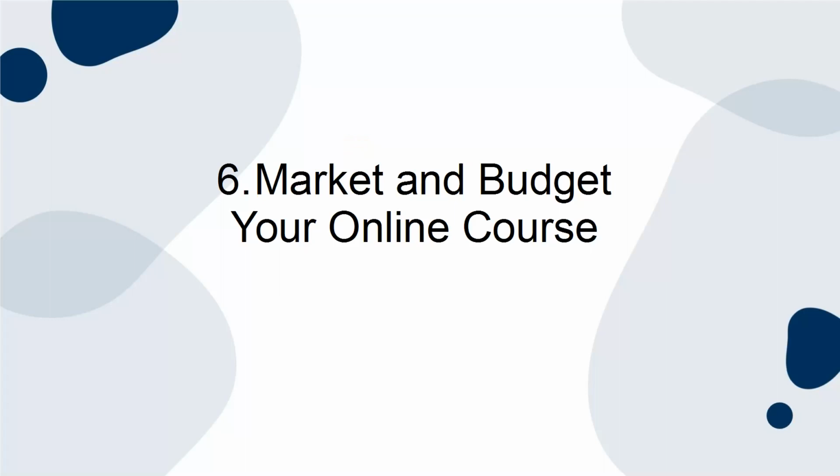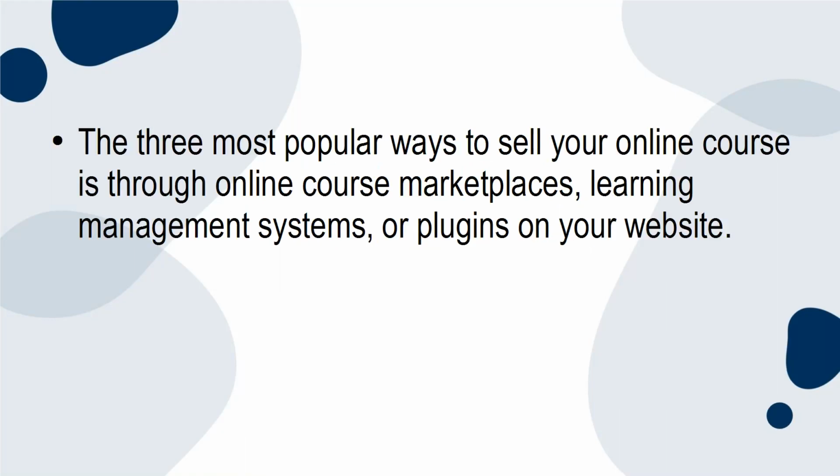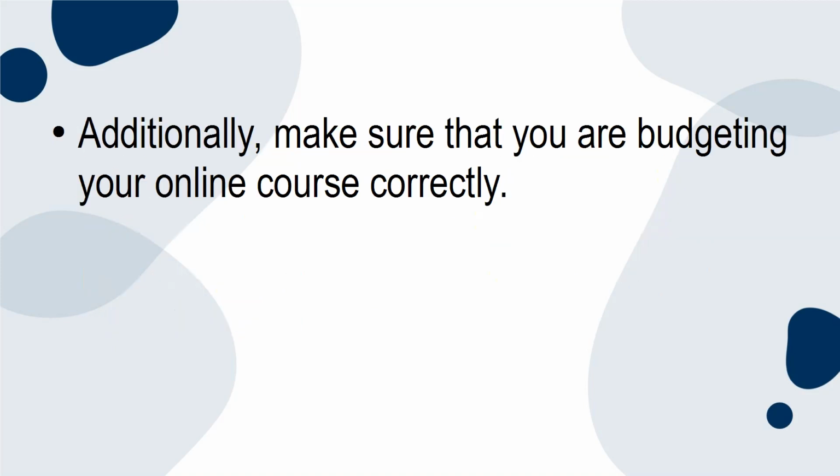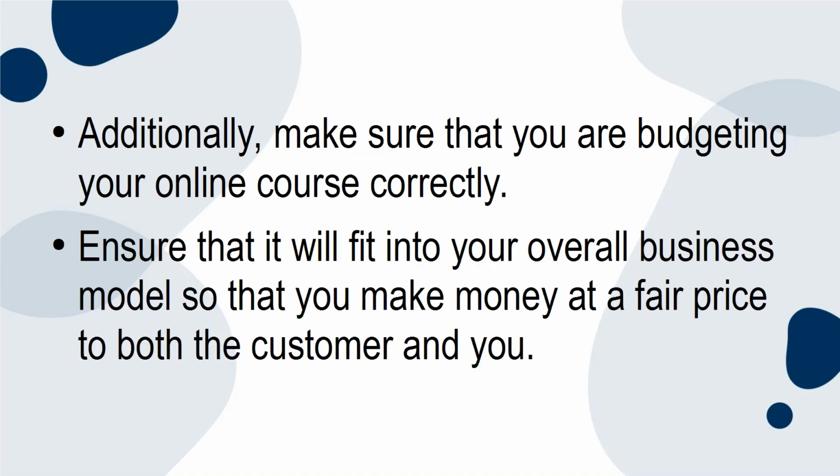The 6th step to launching your online course is to market and budget. The 3 most popular ways to sell your online course is through online course marketplaces, learning management systems, or plugins on your website. Research each strategy and select the one that is most beneficial for you. Additionally, make sure that you are budgeting your online course correctly. Ensure that it will fit into your overall business model so that you make money at a fair price to both the customer and you.